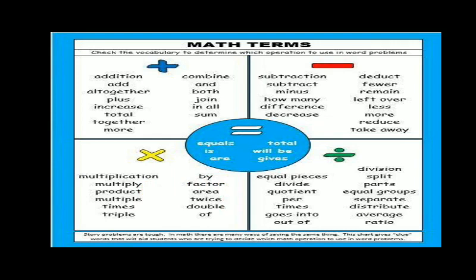The words which denote division are equal pieces, divide, quotient, per, times, goes into, out of, split, parts, equal groups, separate, distribute, average, ratio, etc. The terms used for equal sign are equals, total, is, will be, are, gives, etc. Children, whenever you come across any of these terms in solving math sums, you will be clear as to which operation to use, right?